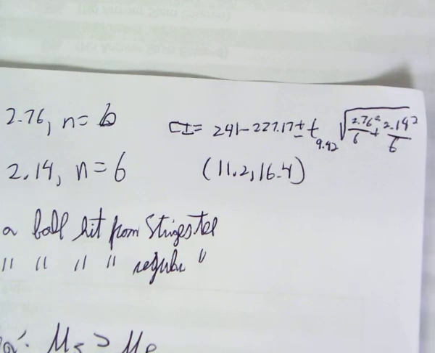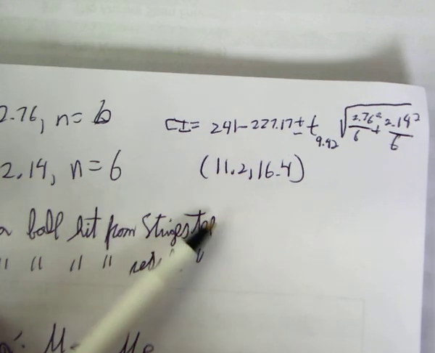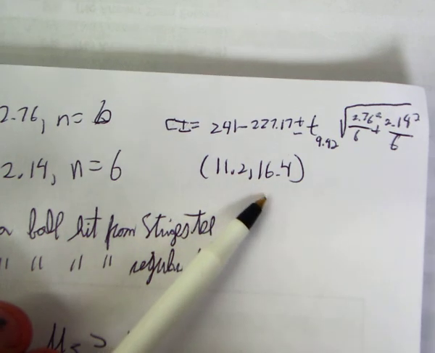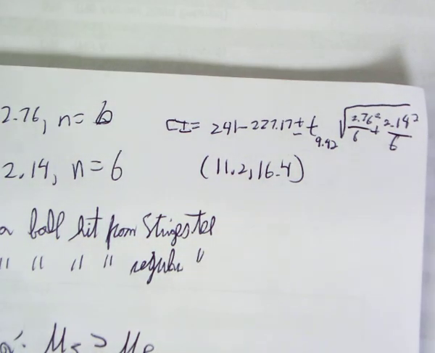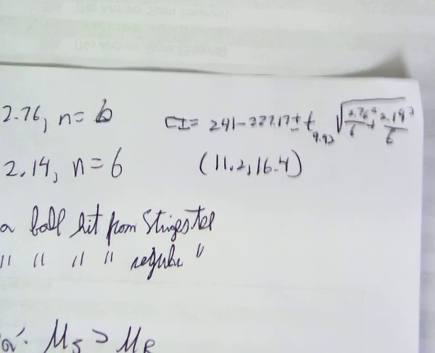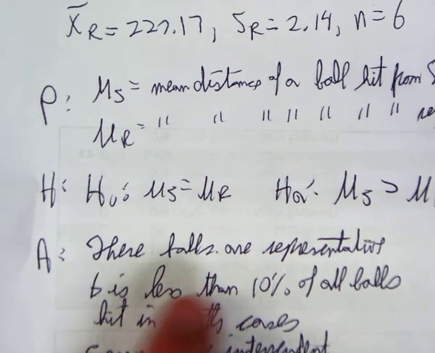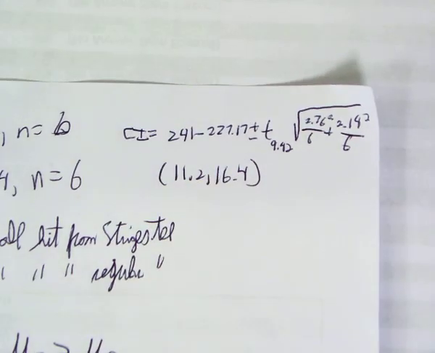We're 90% confident that a ball hit from a stinger tee will travel on average between 11.2 to 16.4 yards more than a ball hit from a regular tee, which basically supports the fact that we rejected the null hypothesis in our hypothesis test that mu of s equals mu of r. Obviously, 0 is not in that interval, so there is evidence that stinger tee works better.